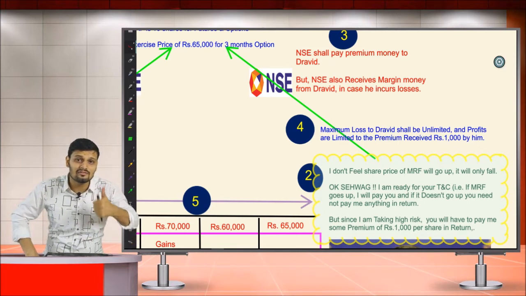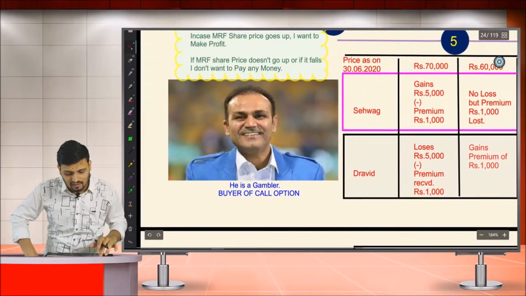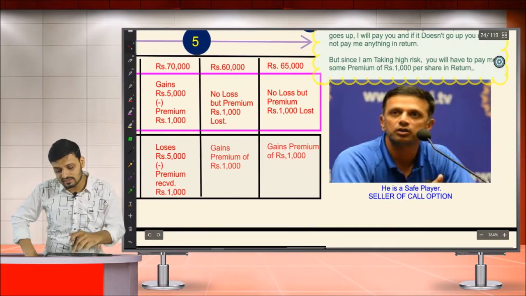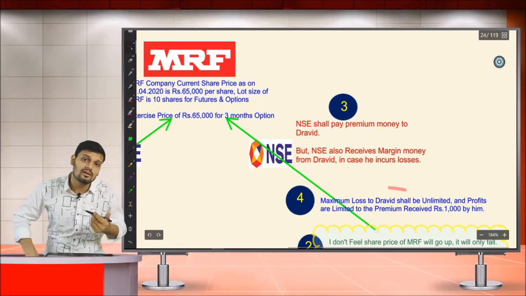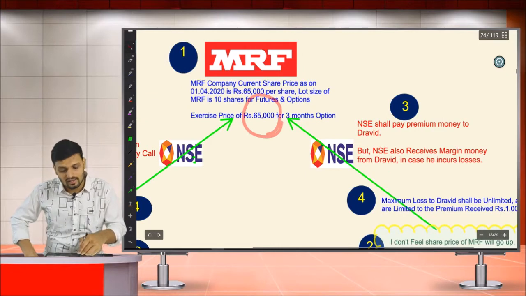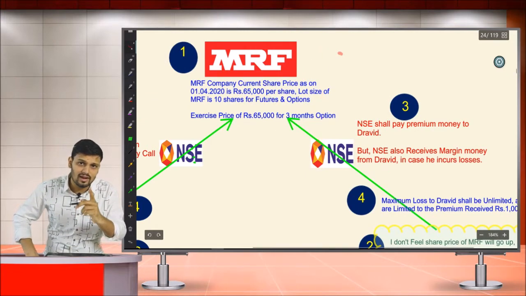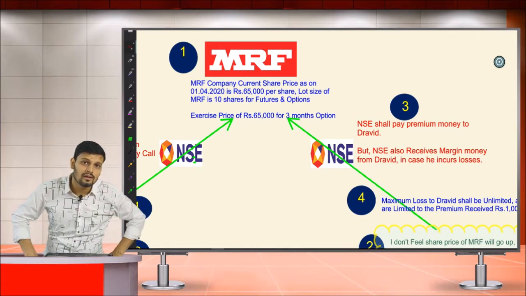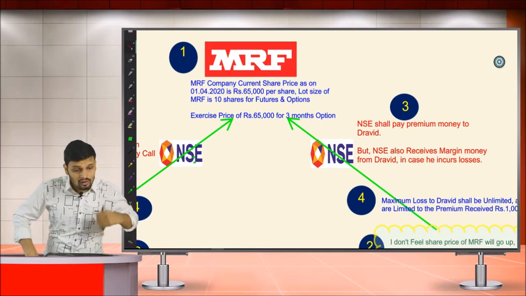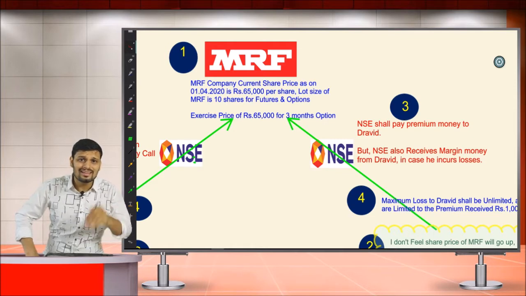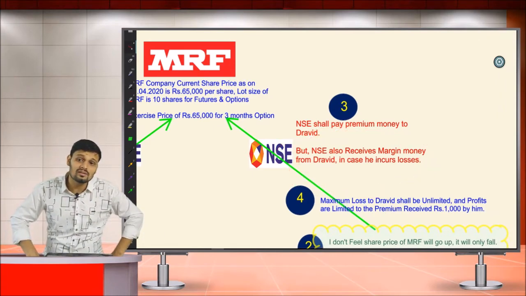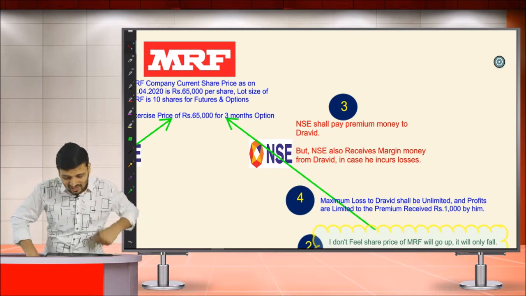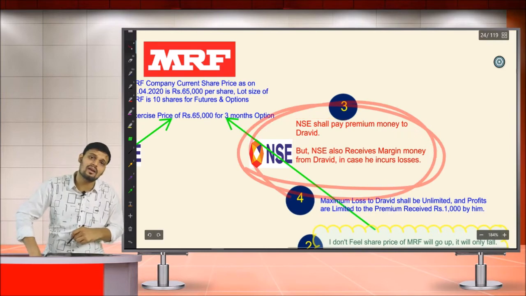That is a leisure, or that is the freedom which he gets in this options contract if someone is the buyer of call option. But for a seller of call option, they will receive premium today, but they will have to deposit margin. Why? Because if tomorrow the 65,000 rupees rises up to say 75,000, can I tell Dravid has to pay Sehwag 10,000 rupees per share? 10,000 rupees per share into 10 shares means 1 lakh rupees Dravid has to pay. So if Dravid has unlimited loss capability, then can I tell National Stock Exchange will also receive some margin money from Dravid? Because what happens if Dravid is running away from the country like Vijay Mallya, right? So the National Stock Exchange needs to have some margin money from Dravid.